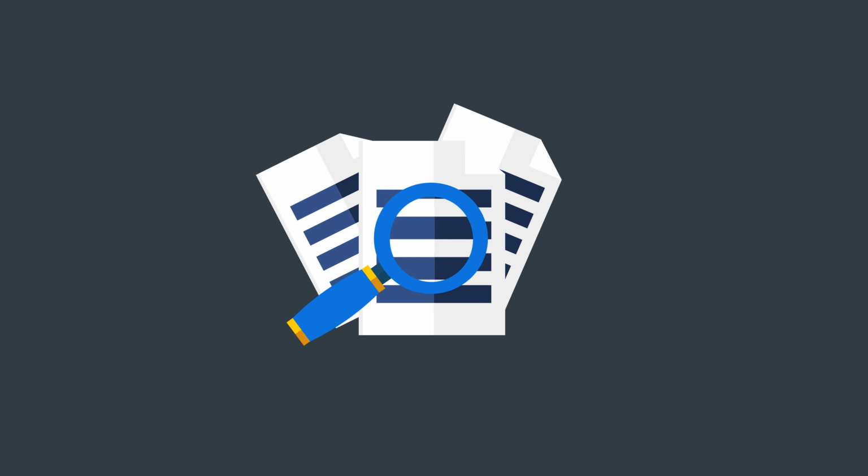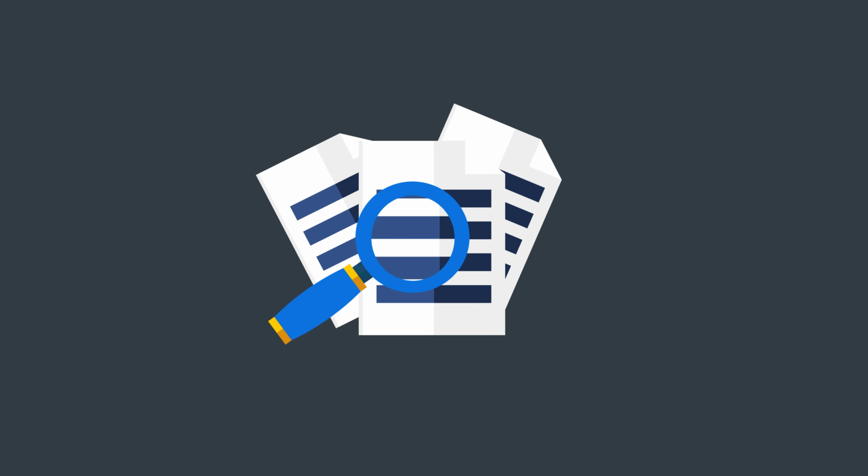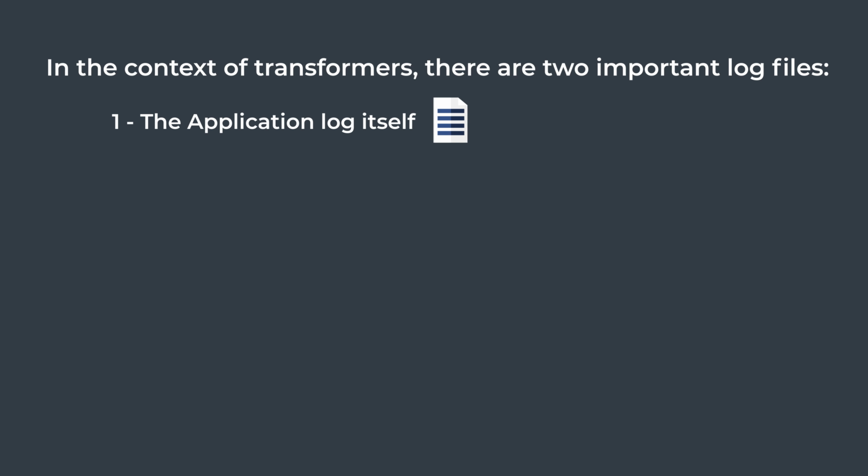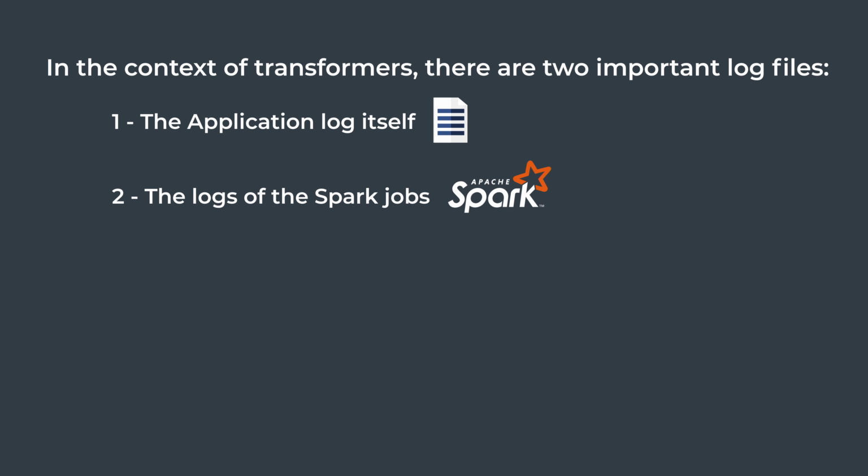First of all, logs are useful for identifying common errors. They can help us troubleshoot complex problems related to the application and the job. In the context of transformers, there are two important log files. The first is the application log itself, and the second is the logs of the Spark jobs.